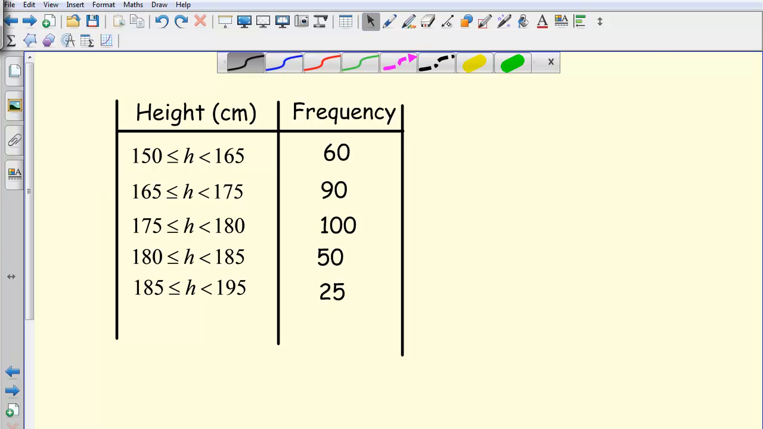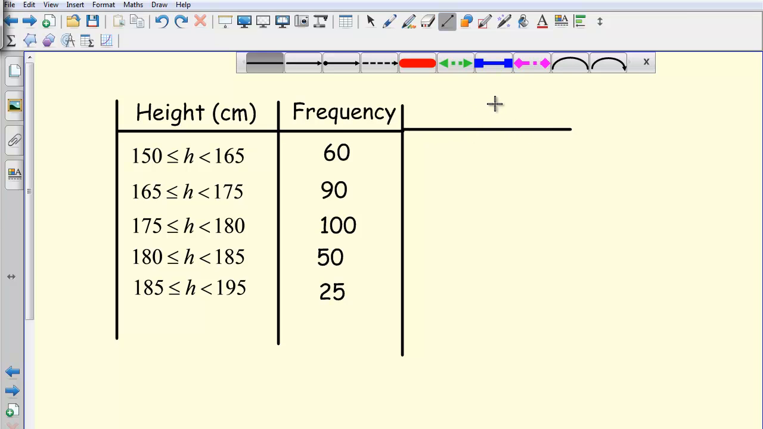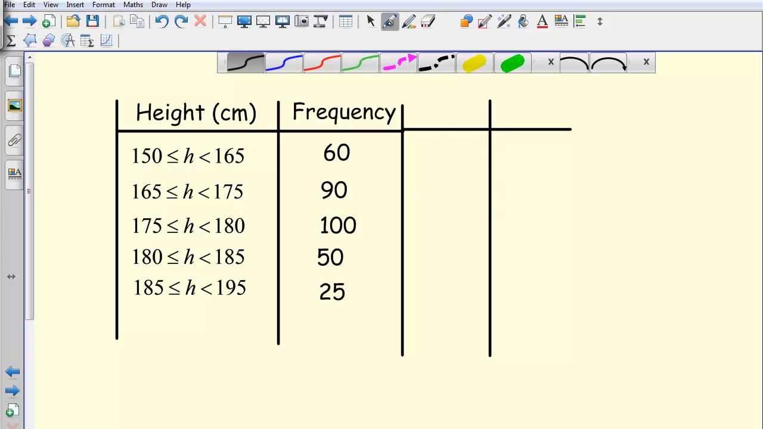So our first step is to add in some extra columns. If this is in an exam paper, then there's almost always going to be some space left over on the side. They'll put this data off to the left to give you a bit of a hint that you should be adding in extra columns of your own.